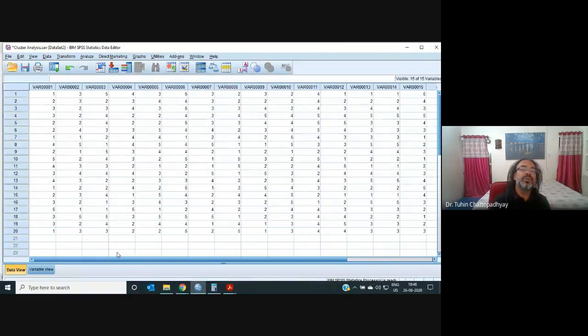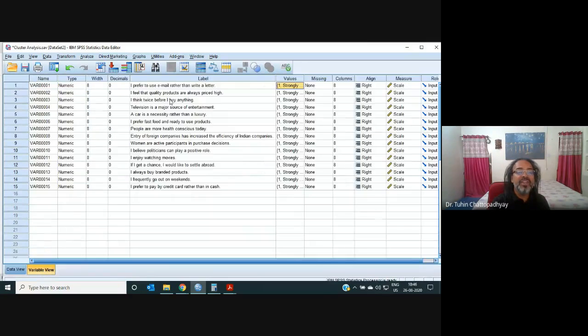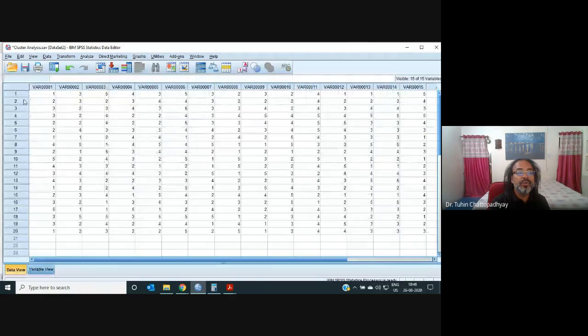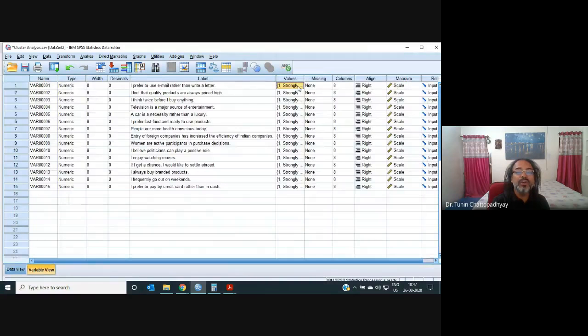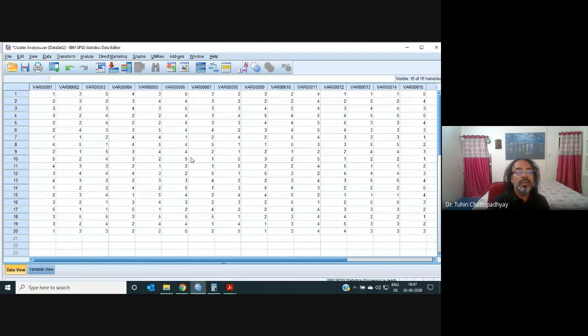We were discussing this data set. We are discussing the 15 variables about consumer behavior, and the 20 customers or samples, customer 1, 2, 3, 4, and how they are evaluating each of these 15 statements on a 5-point Likert scale, where 1 is strongly agree and 5 is strongly disagree. So that's about the data set.